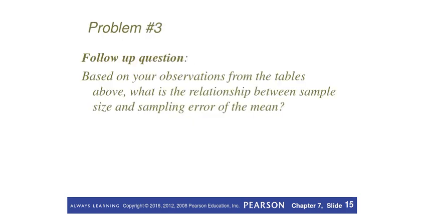So based on our observations from the tables above, what's the relationship between the sample size and the sampling error of the mean? Well, as the sample size goes up, right, we could say that as the sample size increases, our standard error decreases.